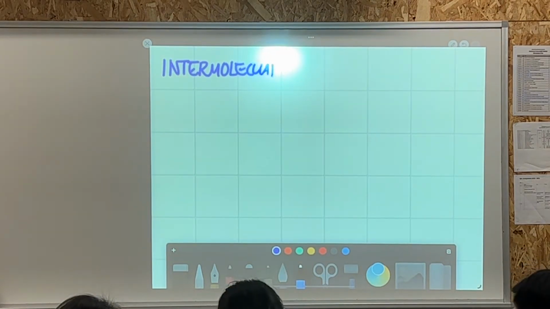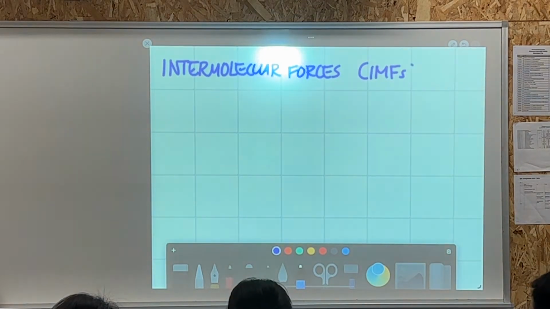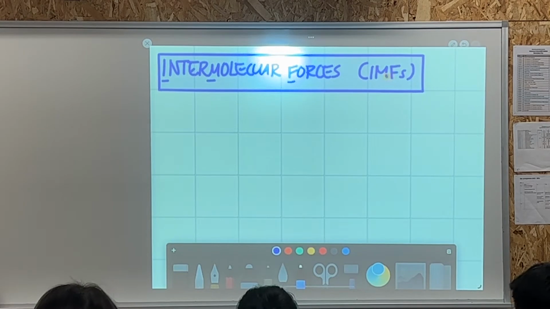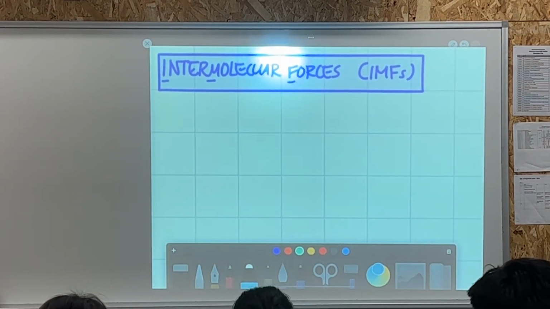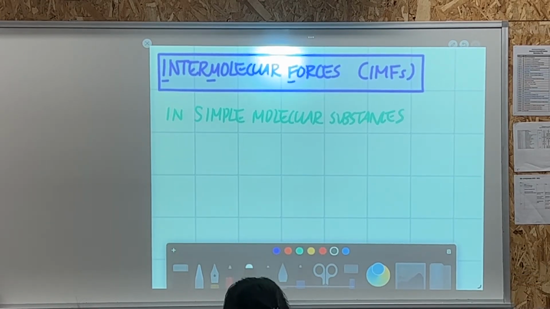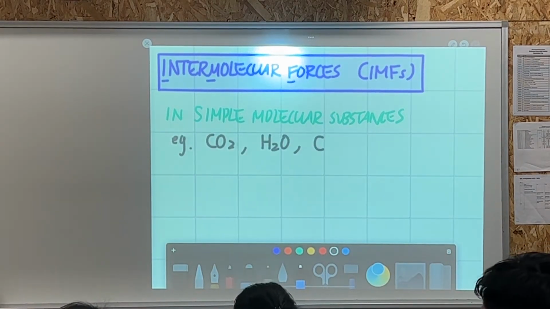Intermolecular forces, which I'll abbreviate as IMFs from now on. But you should keep writing intermolecular force on your paper. I'm just keeping it simple. So what are intermolecular forces? Well, in simple molecular substances, such as, for example, CO2, H2O, or even C60.